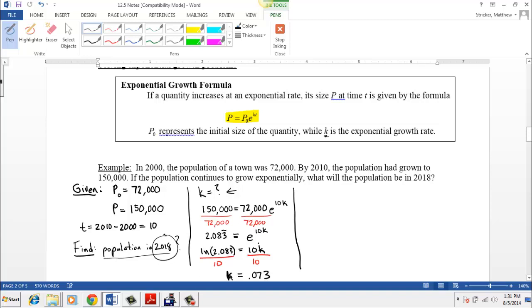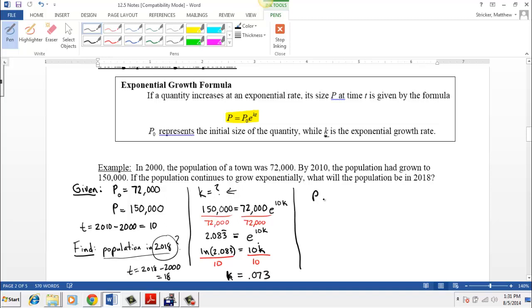And so, of course, that is telling us something about t. How many years does it take to get to 2018? Well, that's 2018 minus 2000, which is, of course, how many years? It's 18 years.